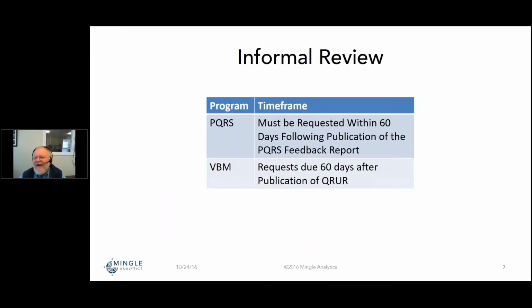So again, just one more time to hammer it in there, two different systems. So if the adverse finding is through PQRS, you have to request a PQRS informal review, and as far as I'm aware, that'll be through the help desk, although it's worth looking on the portal to see if that link for VBM informal review also gives you a link to the PQRS review. And value-based modifier requests also due within 60 days after publication of the QRUR.